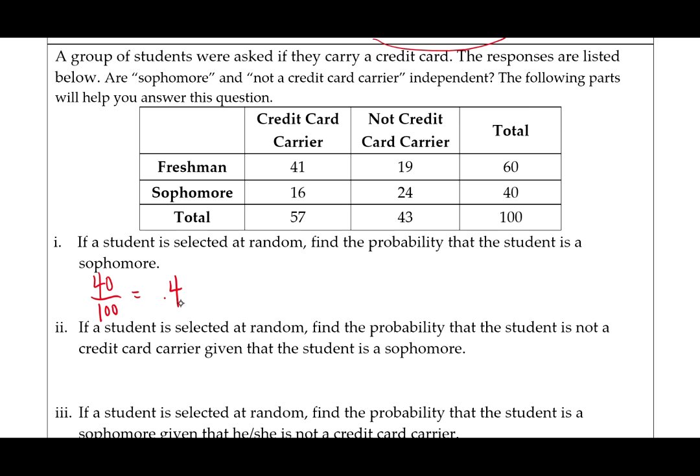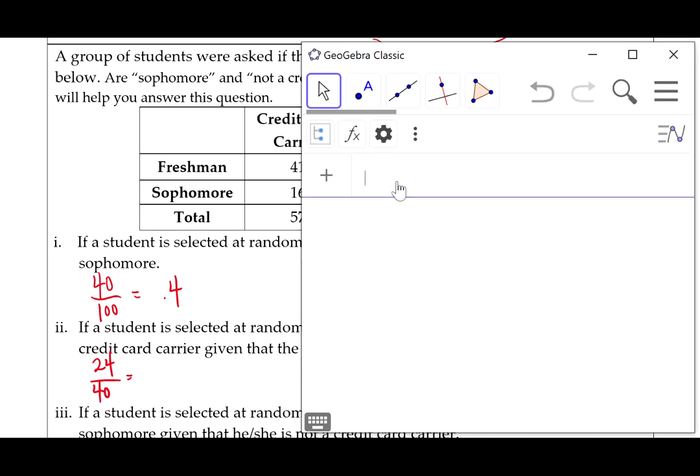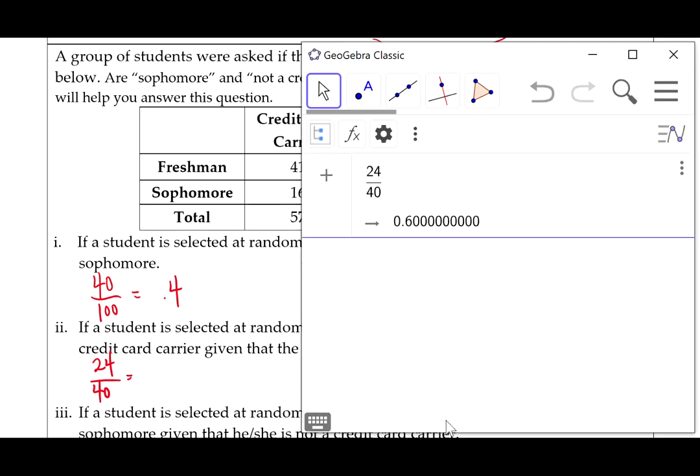Part 2. If a student is selected at random, find the probability that the student is not a credit card carrier given that the student is a sophomore. So now I have some information about an event that already happened. I'm telling you that the student selected is a sophomore, which means that I can limit myself only to those individuals in the sophomore row. Of them, there are 24 who are not a credit card carrier. So this conditional probability is 24 divided by 40. I'm conditioning on the event that already happened, which is selecting a sophomore. I can't do this one in my head, so I'm going to do 24 divided by 40, and that gives me 0.6.